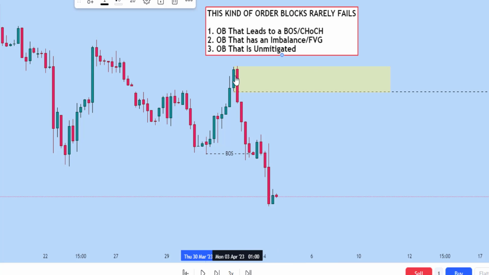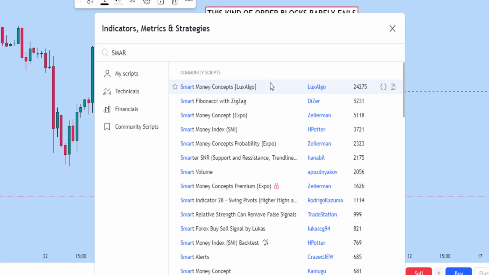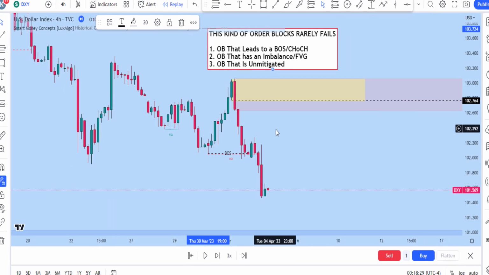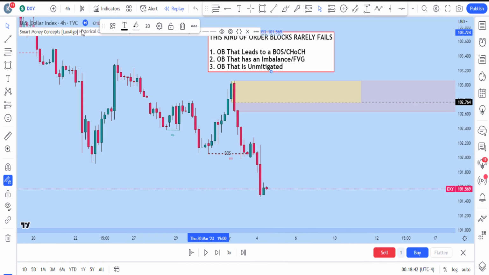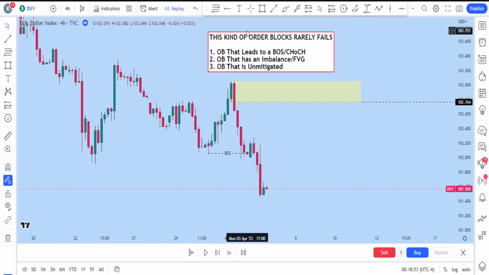How do we know? Because we see price has traded through it, and this is the lowest level at this point. If you don't know how to identify breakup structure, change of character, or order blocks, you can simply use this indicator. Come to indicators and type the words Smart Money Concepts by LuxAlgo. It is going to give you all the areas. Can you see? This indicator will automate almost everything for you. It will show you where your equal lows are, your breakup structure, your change of character, all those things that you need to know. So you can use the indicator if you wish.